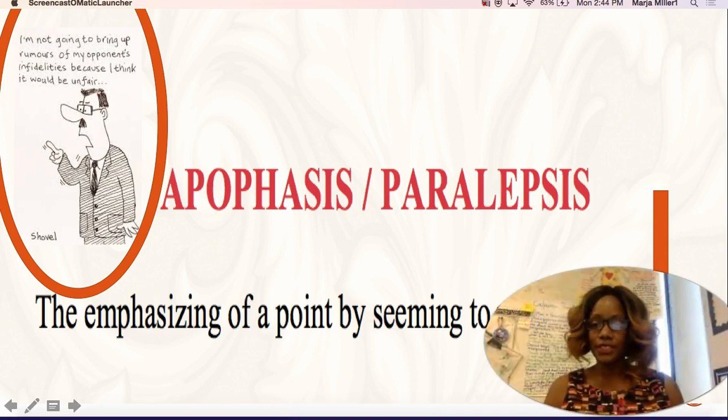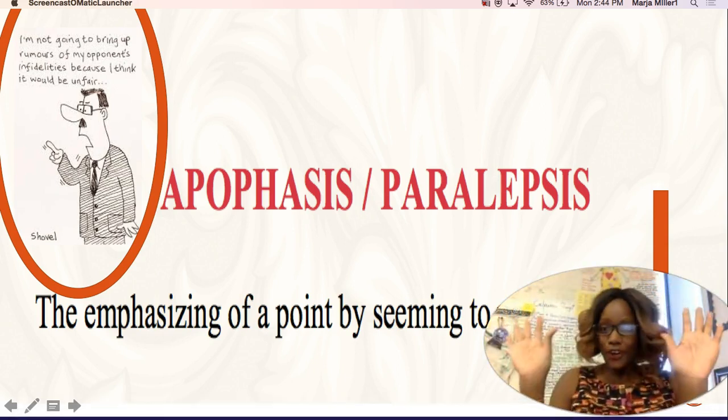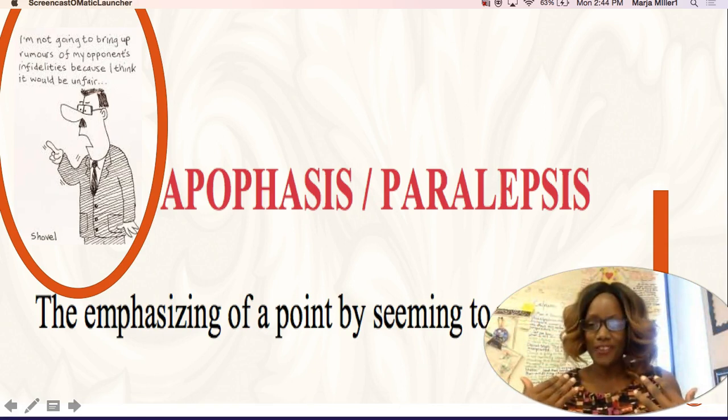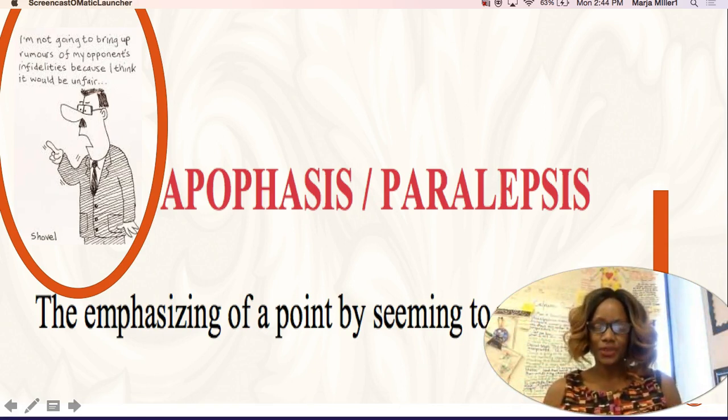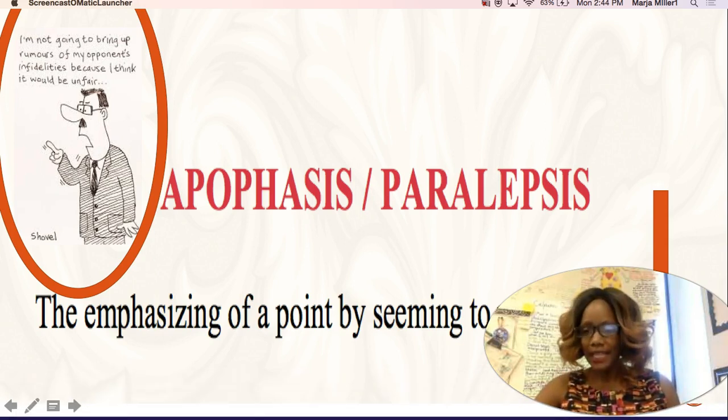So what I'm saying here is like, oh no, don't look over here. But really, you want everyone to look in that direction. So it's a little misleading. So again, that one is emphasizing a point by seeming to pass over or deny it. And again, I feel like we do this. You probably do this at least once a week.